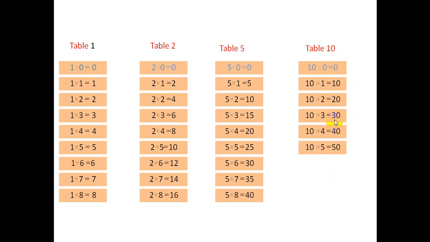10 times 3 equals 30. 30, what do I have under the unit? I have 0. 10 times 4 equals 40. I have another 0 here. All the products inside table 10 have 0 under the unit. So always the multiples of 10 have 0 under its unit. Let's take examples.